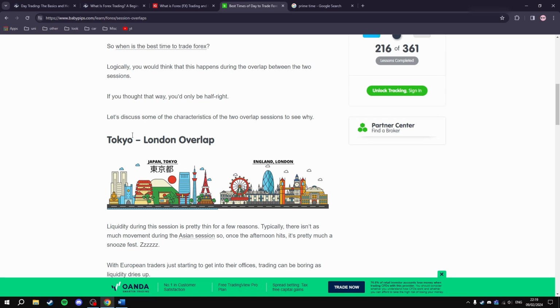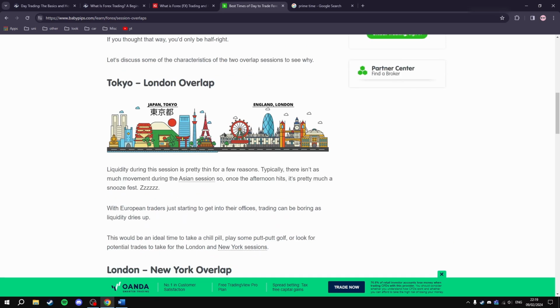Tokyo-London overlap. Is that the Eiffel Tower? Okay.